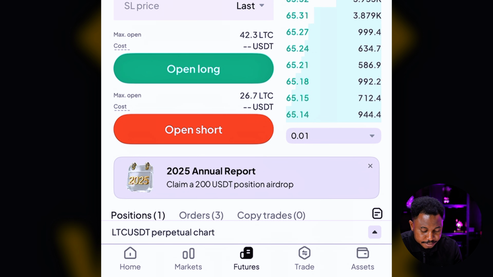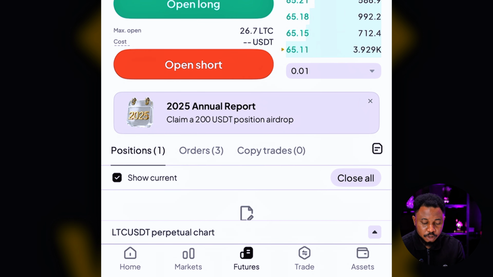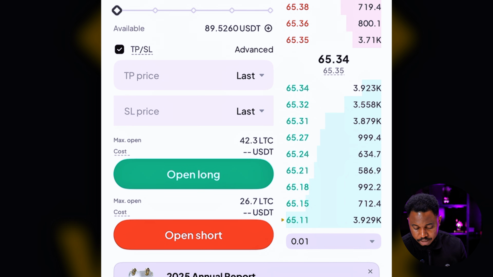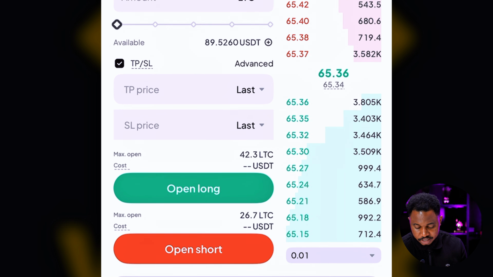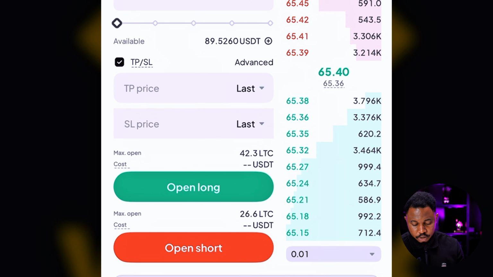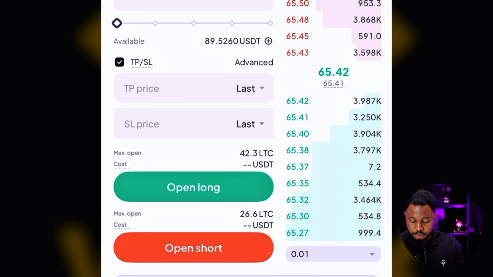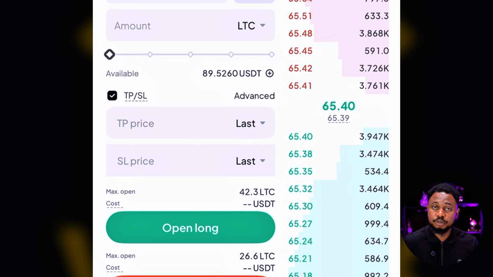So right now I have opened this long, so the trade has just moved a little bit above my entry, and that's why it's currently at $65.36. So it needs to get back to 65.11 for my trade to be activated. But this is basically how you can calculate your leverage to know the exact leverage to enter a trade with.